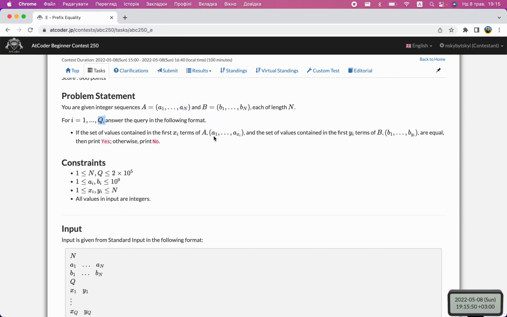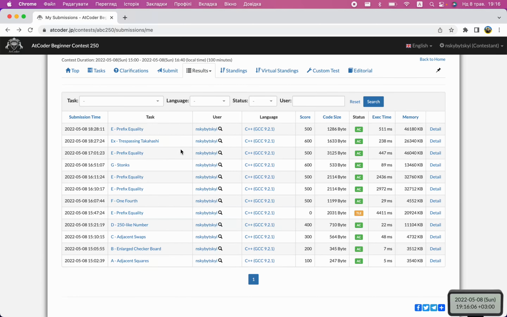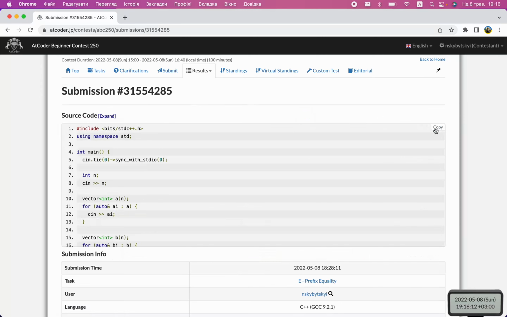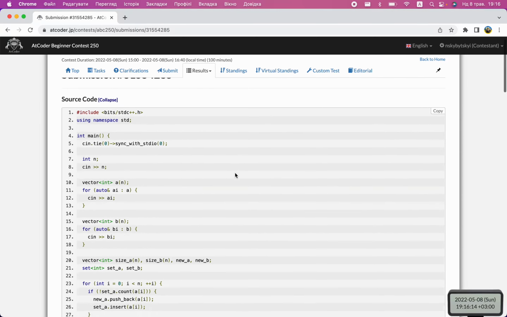In the next problem E, we had two sequences A and B of length n both, and several queries of the form: consider the prefix of A of length xi and the prefix of B of length yi, and tell if the corresponding sets, so excluding duplicates, are equal or not. So there are at least three solutions to this problem that I know of. The intended solution works as follows.